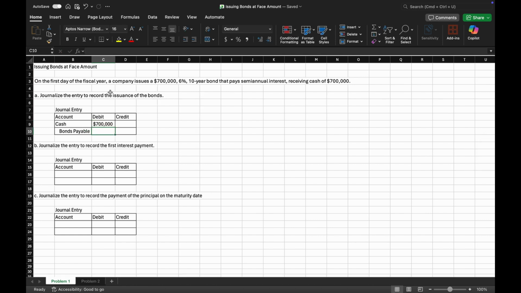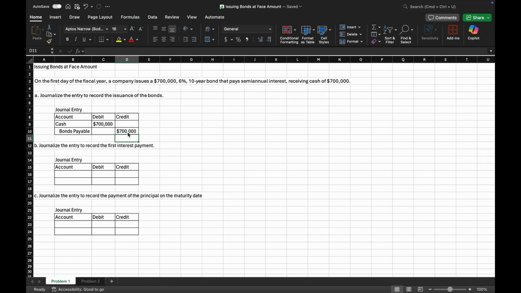There we go. Now for bonds payable. This account represents the liability the company now has to pay back the investor for the bond amount at maturity, and as such, it goes up with a credit. This account is always recorded at the face value of the bond, and any difference in issue price is reflected in a premium or discount account. As we know, the face value of the bond is $700,000, so let's put that as the credit to bonds payable. And there we go.